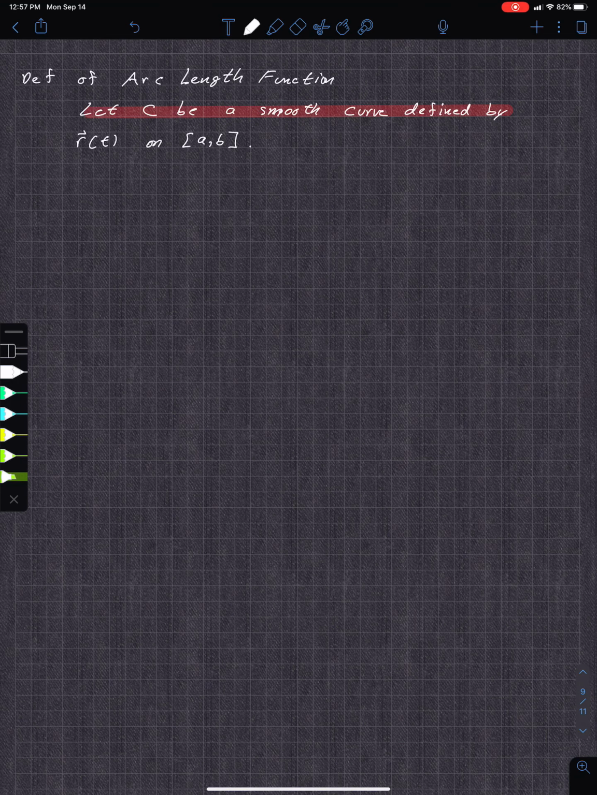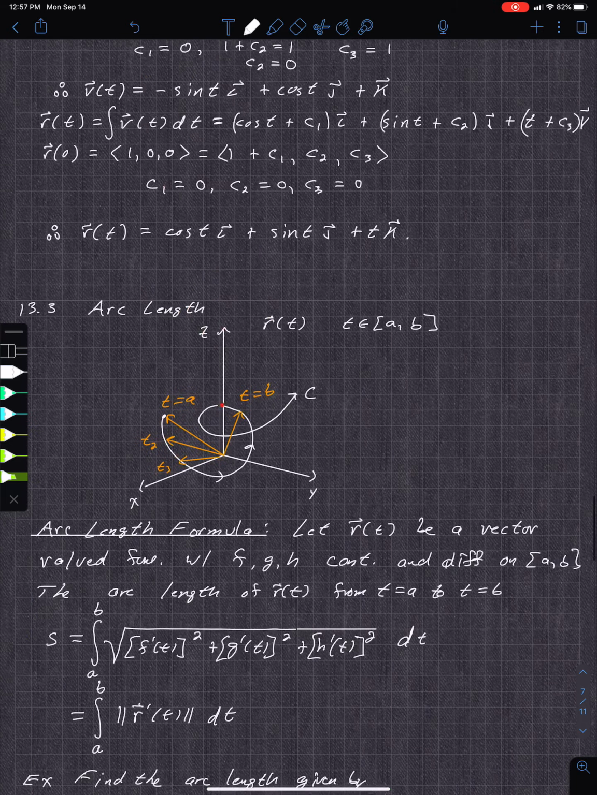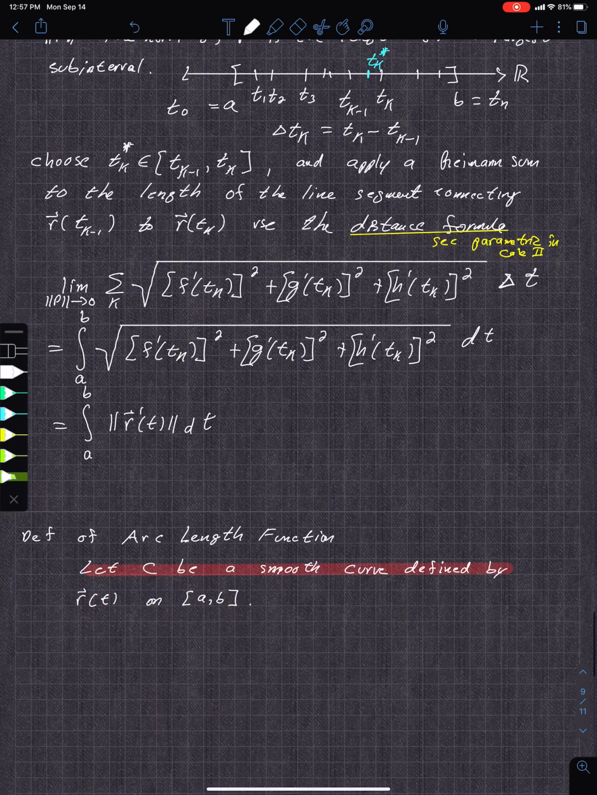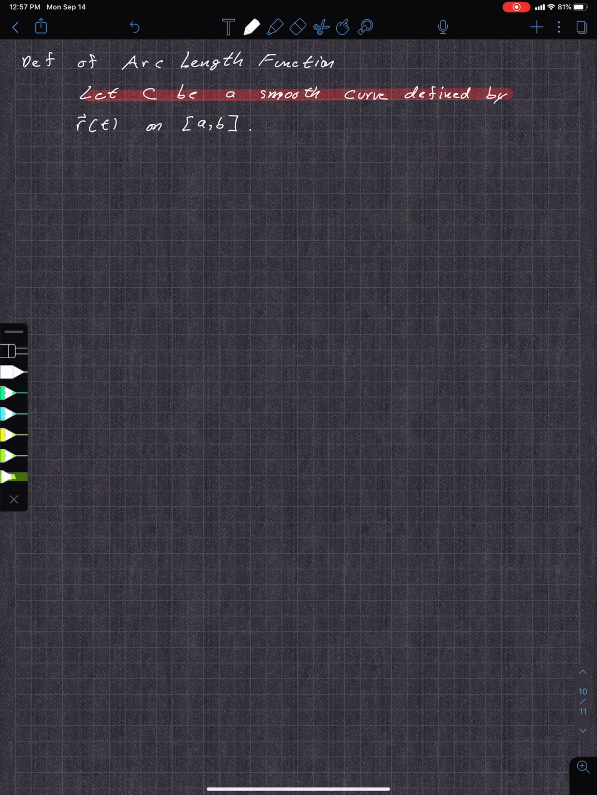Continuing in this section, which was, what was it, 13.3, we just did arc length. Now I want to define something called the arc length function.